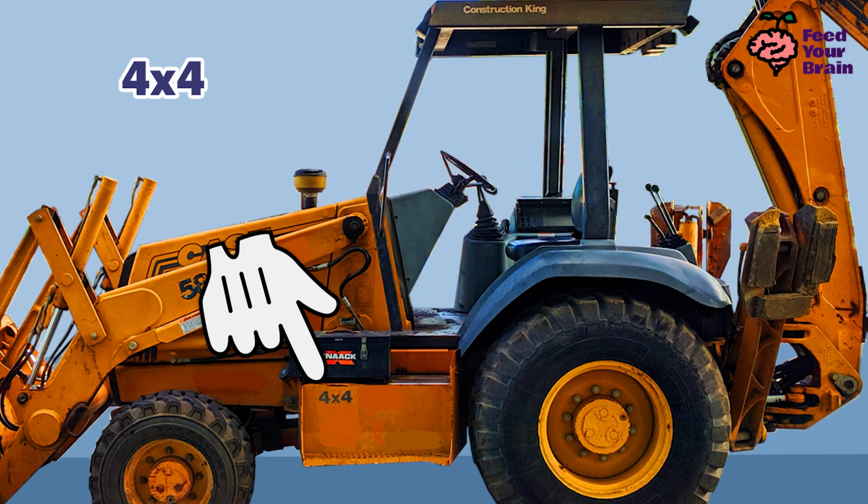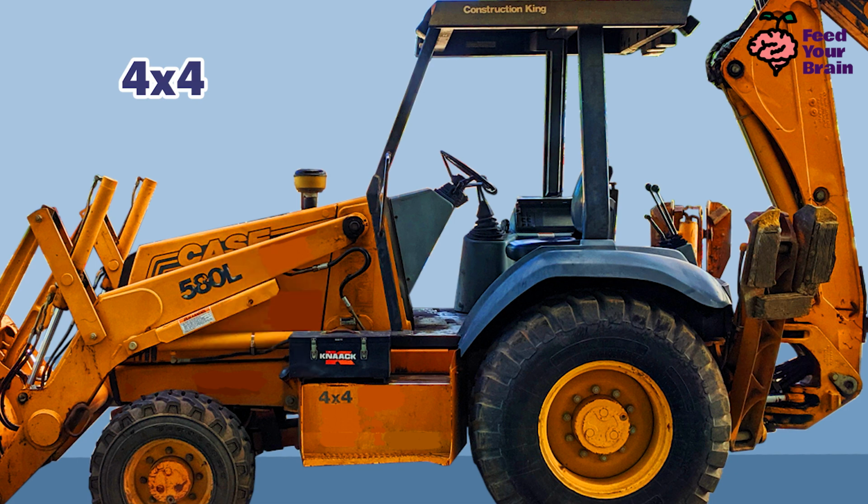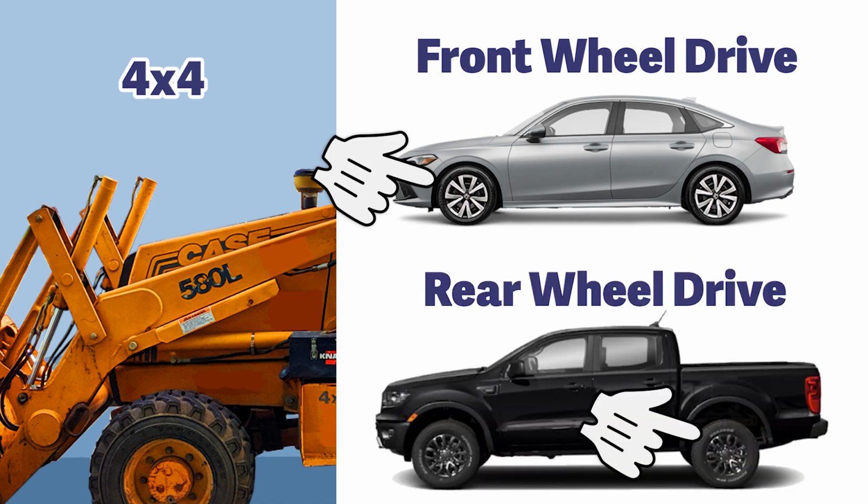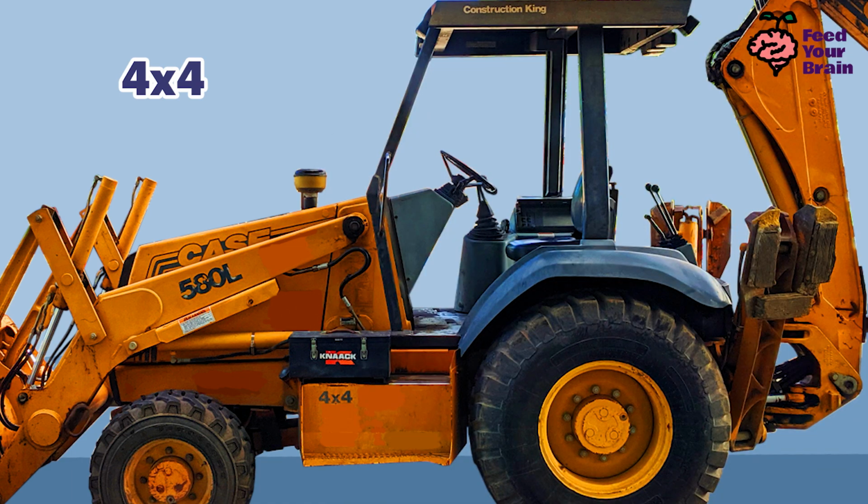Here is the label 4x4. 4x4 means that all four of the wheels have power from the engine. Lots of cars and some pickup trucks are only 4x2, or two-wheel drive, which means that only the front or the rear wheels have power from the engine. But if you are on dirt or mud, your vehicle needs power on all four wheels.